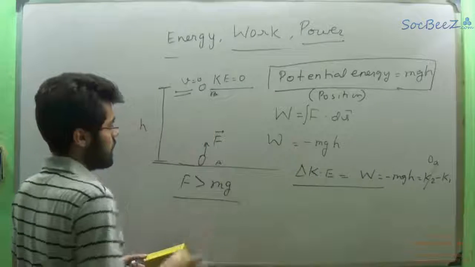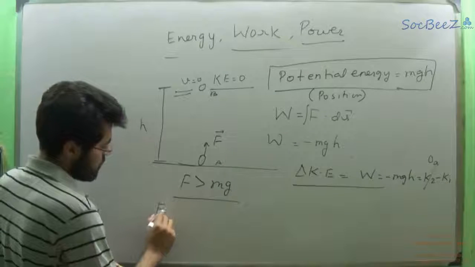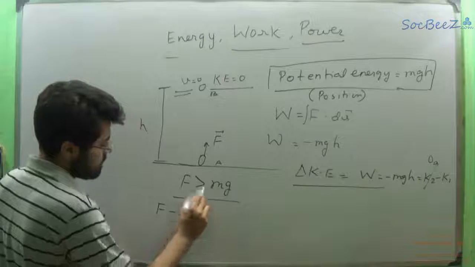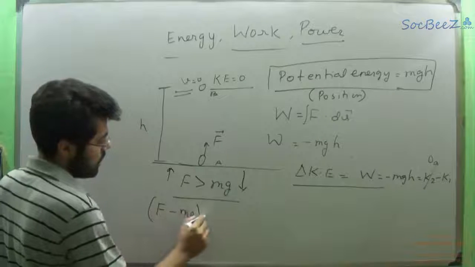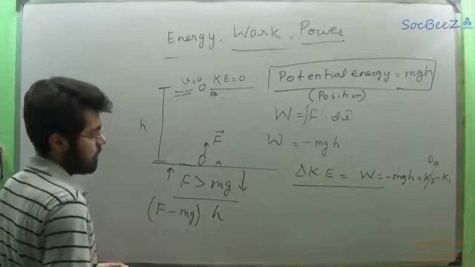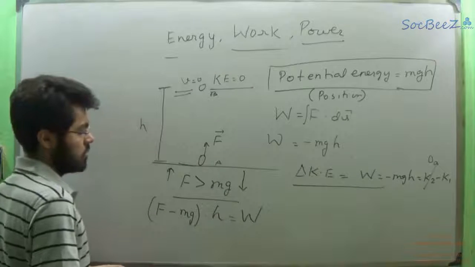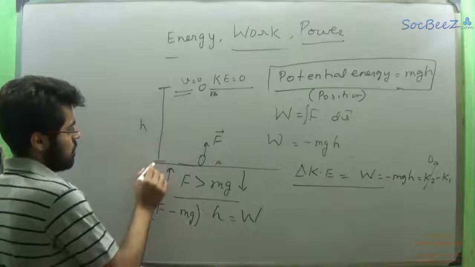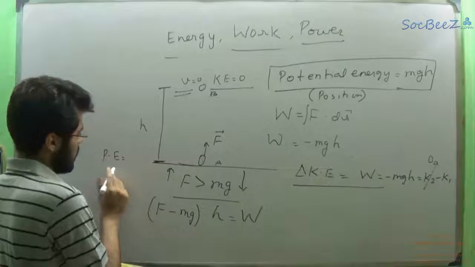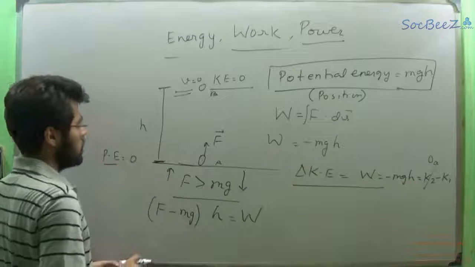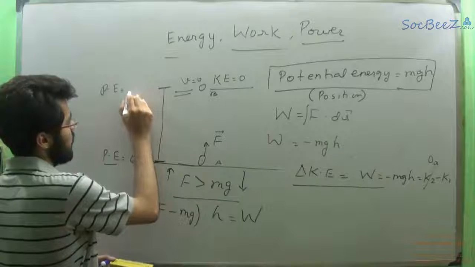So to reach this point P, what's going to happen? What is the net force acting on the object? The net force is F minus mg, because mg's direction is downward, F's direction is upward. So we can write (F minus mg) times displacement h, and that is equal to your work done. So by the definition of potential energy, what was the potential energy here? Potential energy here was 0. And what is the potential energy here? Potential energy here is mgh.